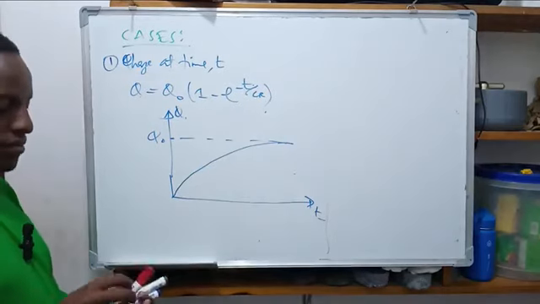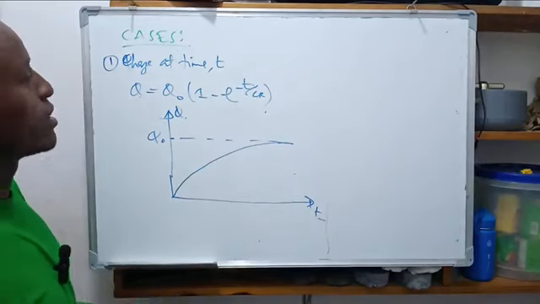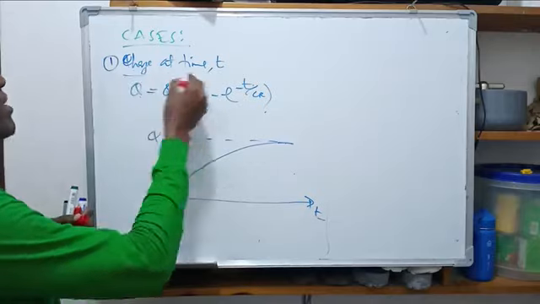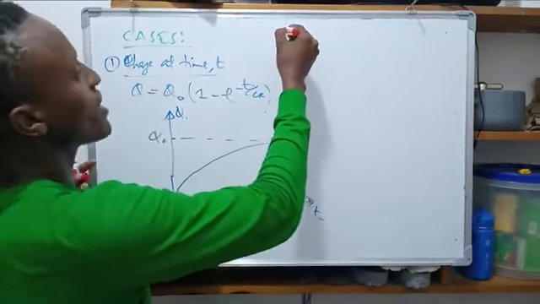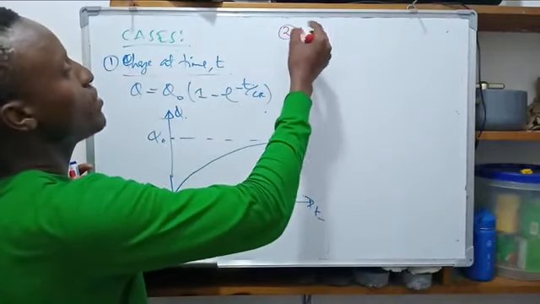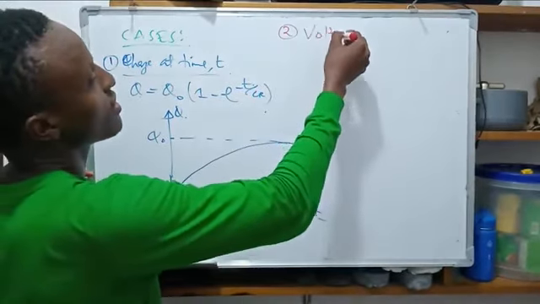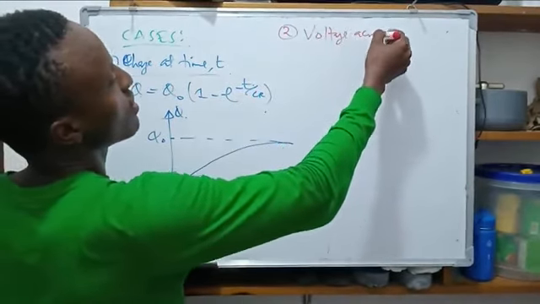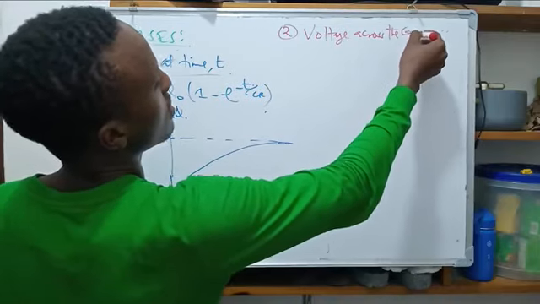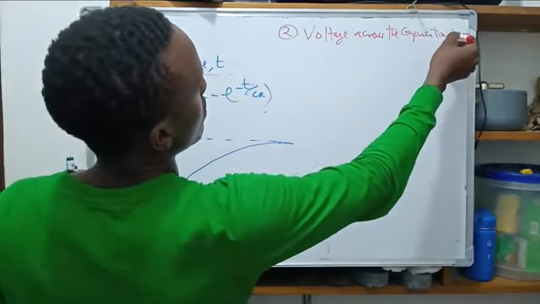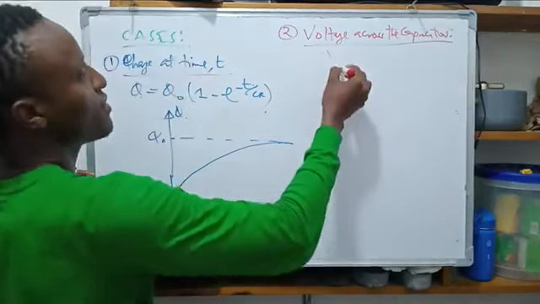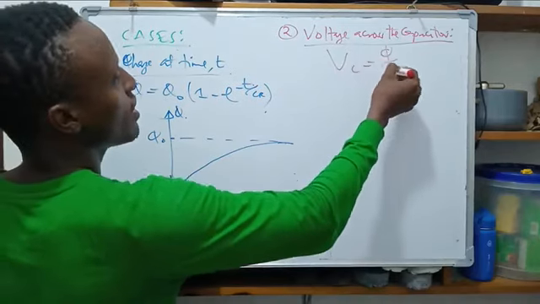So we can say charge at any given time. They can even ask you number 2, the voltage across the capacitor. Voltage across the capacitor, VC, is just equal to Q over C.